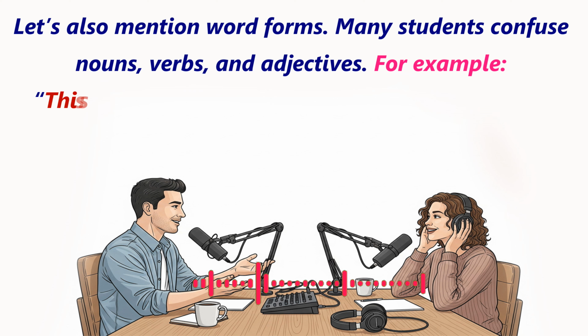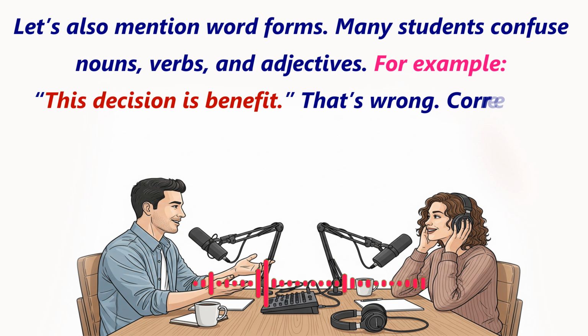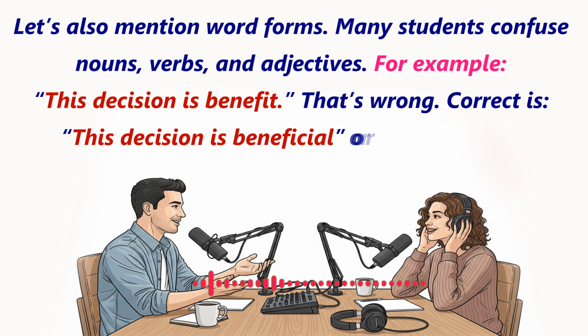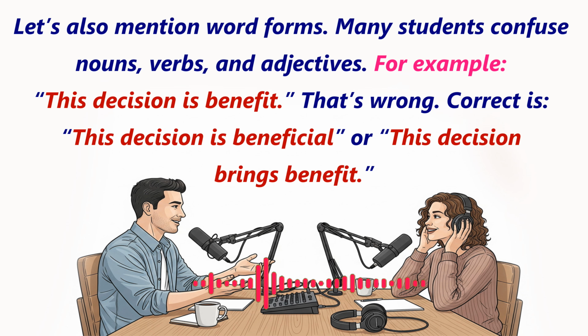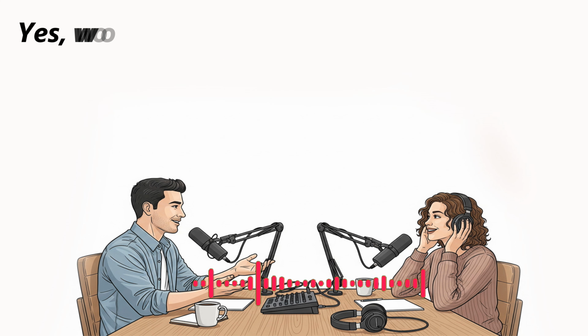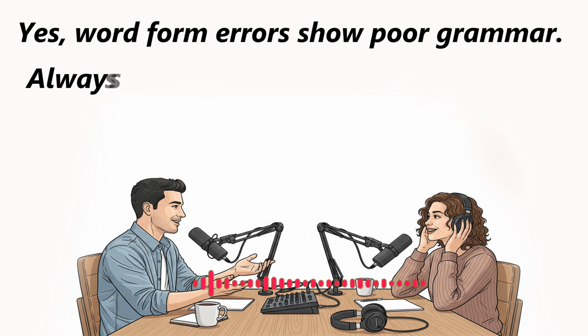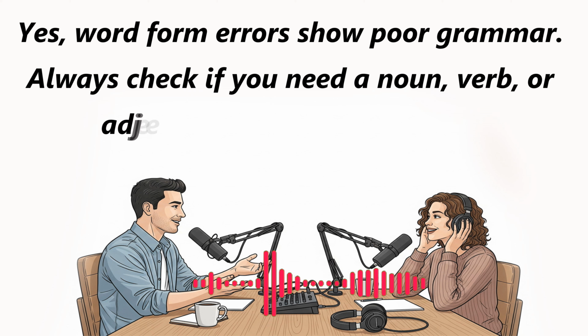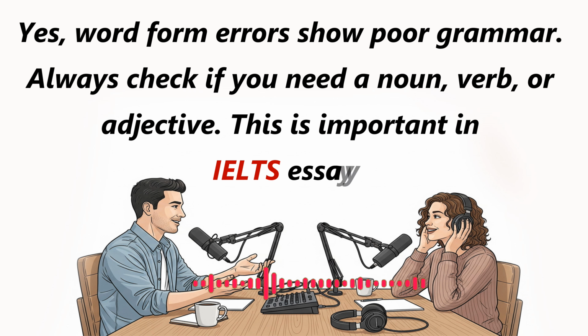Let's also mention word forms. Many students confuse nouns, verbs, and adjectives. For example, this decision is benefit. That's wrong. Correct is, this decision is beneficial, or this decision brings benefit. Yes, word form errors show poor grammar. Always check if you need a noun, verb, or adjective. This is important in IELTS essays.